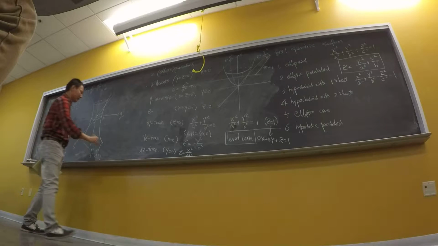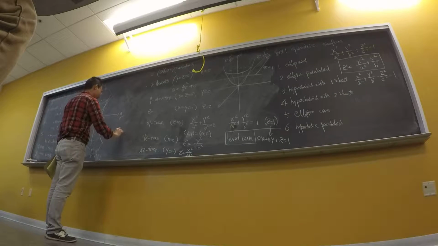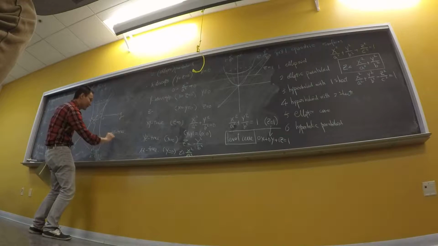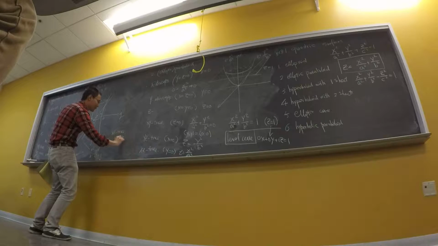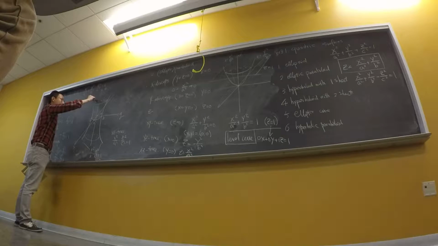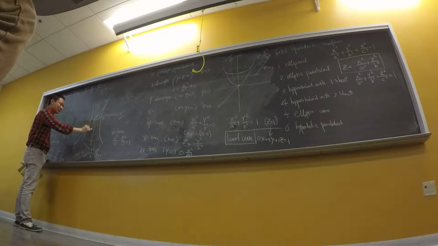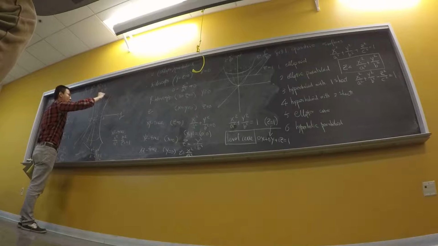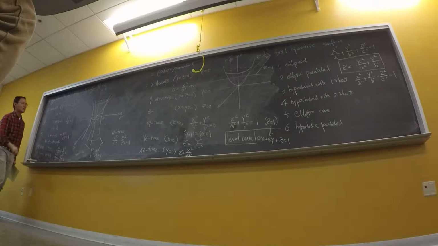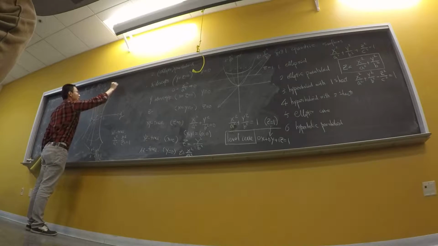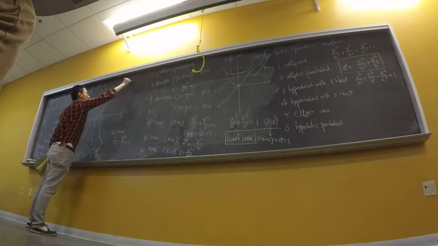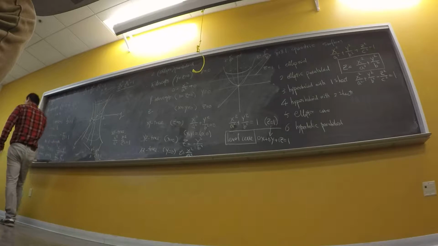So the last one is actually the xz trace. The xz trace is pretty symmetric, right? So y equals 0, you get x squared divided by a squared minus z squared divided by c squared is equal to 1. So you have another hyperbola, right? So this one and the other one going in here. Okay?